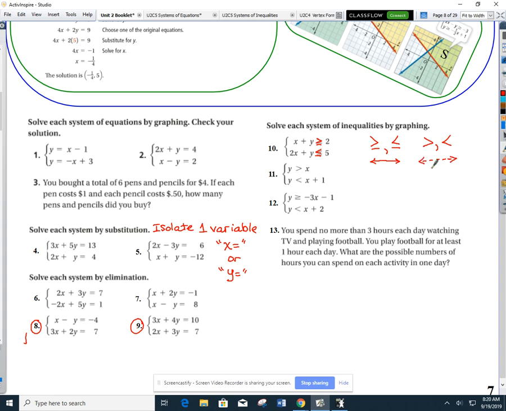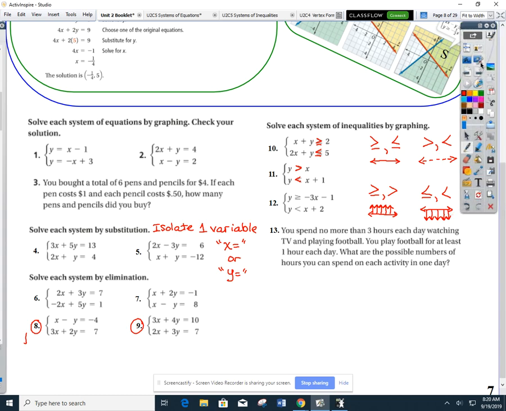And I know those look like cute little faces. As far as shading, if you have greater than or equal to or just greater than, you're going to shade up. And if it's less than and equal to or just less than, you would shade below the line. So that's just a quick review of how that works. And then 13 is just a pretty interesting problem. Give that a try.